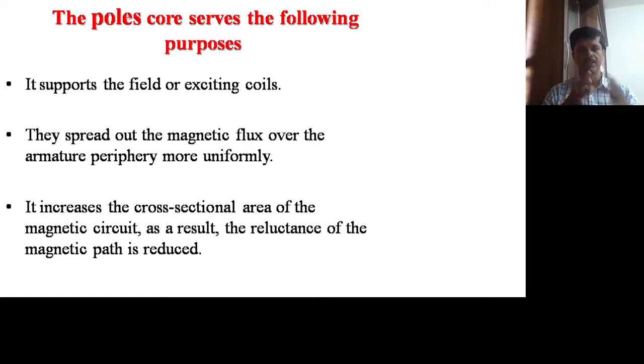So once the magnetic coil is excited, whatever flux is produced will be uniformly distributed in the air gap through these pole shoes. That is why at the bottom of the pole shoe there is a curved portion, which reduces the reluctance. Once the reluctance is reduced, the density of the flux distributed around the armature and in the air gap automatically increases.